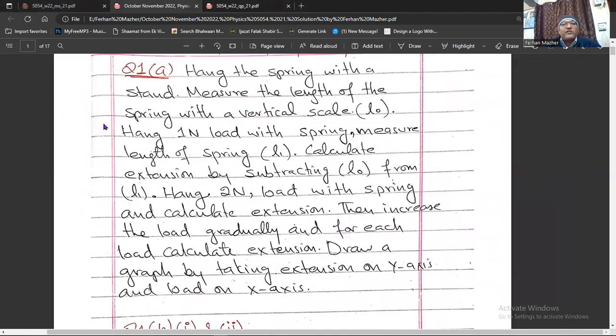Hang the spring with a stand, measure the length of the spring with a vertical scale, L0. The length will be L0, the unstretched length. Hang 1 Newton load with the spring, measure the length of the spring, and we will call it L1. Calculate the extension by subtracting L0 from L1. Hang 2 Newton load with the spring and calculate the extension. Then increase the load gradually, and for each load, calculate the extension. Draw a graph by taking extension on the y-axis and load on the x-axis.